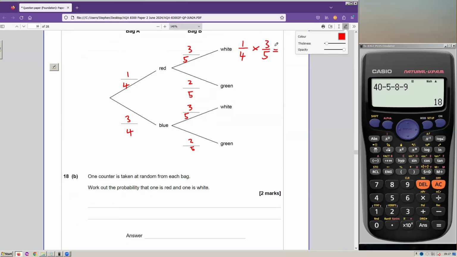That equals 1 times 3 is 3. This is how we multiply fractions. 4 5s are 20, and it's not going to cancel down. Because I've done it up there, I want to get my 2 marks, show it like that, and put in 3/20.